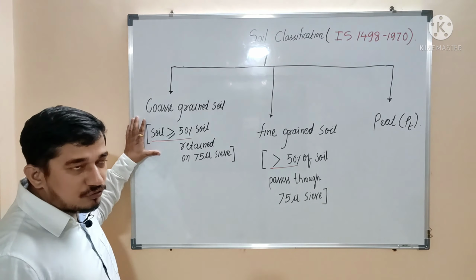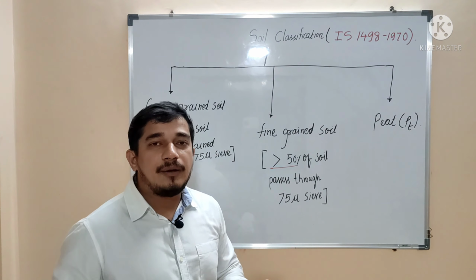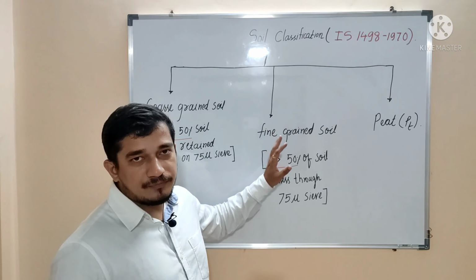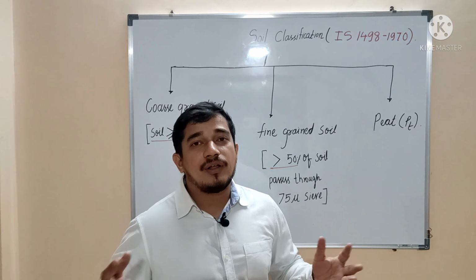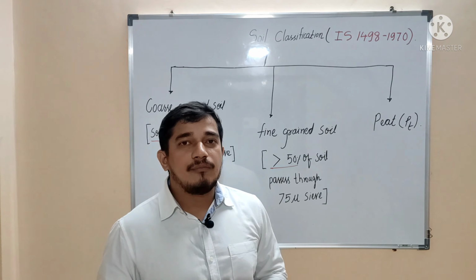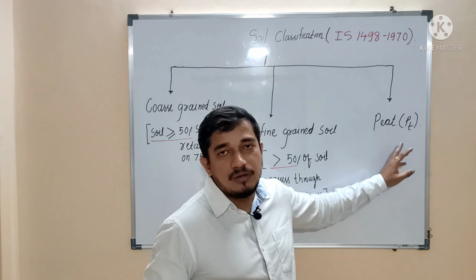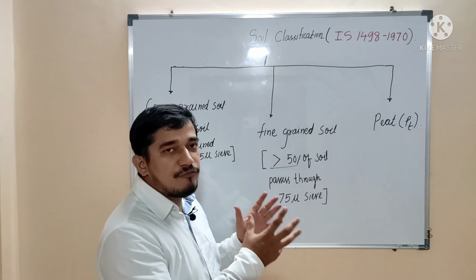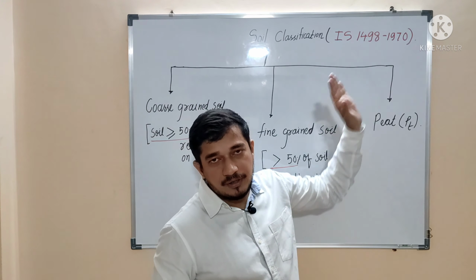If more than 50% of a soil is passing through this 75 micron sieve, then it can be termed as fine grain soil. Some soils may have higher organic content, or the particles of that soil may contain vegetative decomposition. Such soils are organic soils and they are classified as peat, indicated by the symbol PT. So this is the very first stage of the classification as per IS 1498-1970.